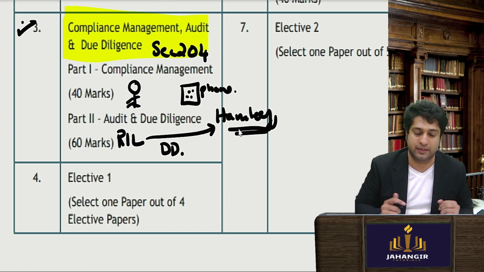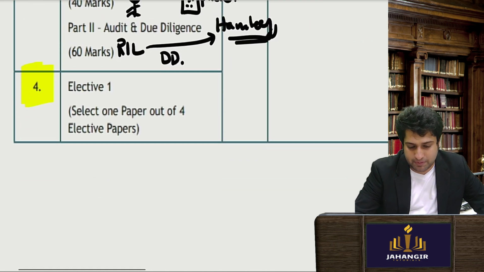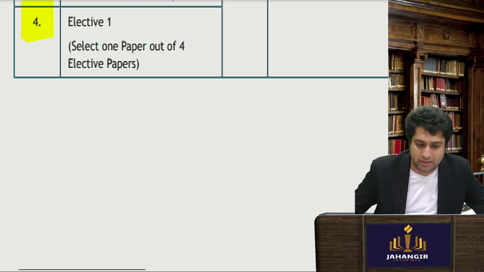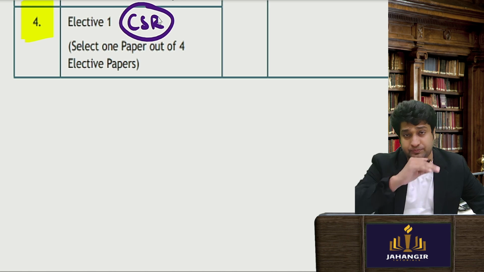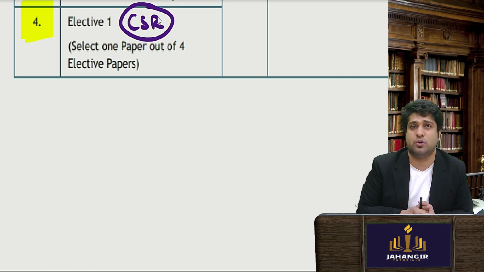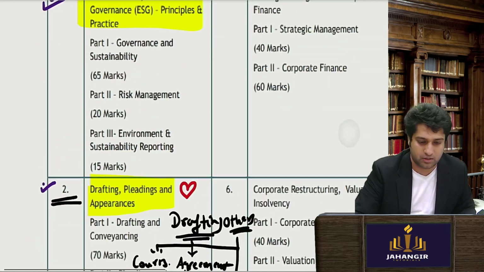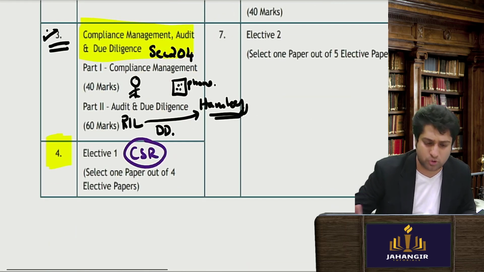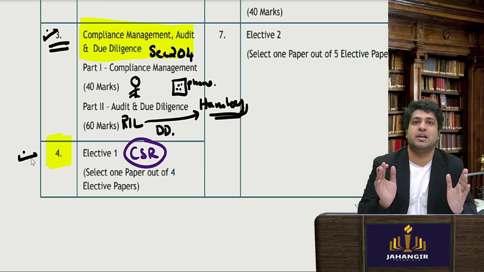Now coming to the next one, your optional paper. Students can take any subject, but I normally suggest the CSR subject, which is the subject with respect to social responsibility. That is what I suggest to students, because it's going to be very much linked with your ESG subject, your ESG and your CSR. That's why you will see most of the faculties recommending these two combinations only, because it reduces the burden of your studies.